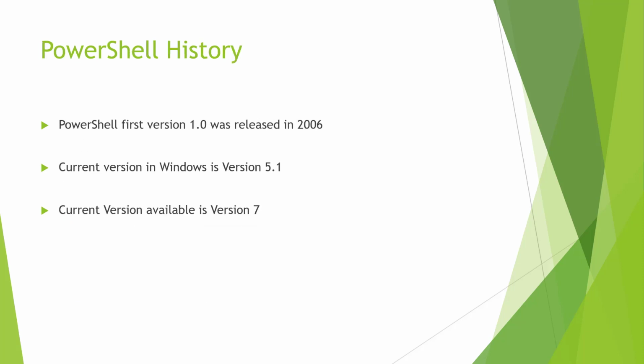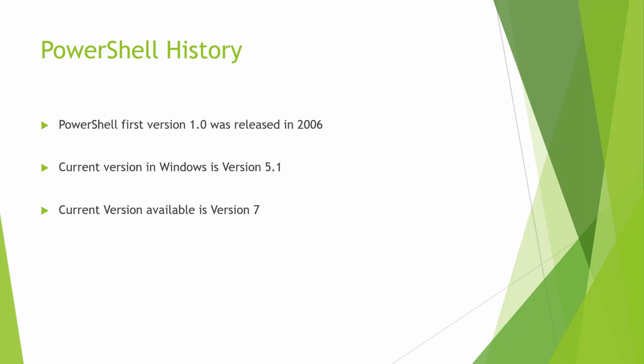So one of the big things is PowerShell's history. PowerShell first saw the light of day mid-2006, and this was in Server 2003. PowerShell 2 came out with Windows 7 and Server 2008. PowerShell 3 came out with Server 2012. PowerShell 4 came out with Server 2012 R2.